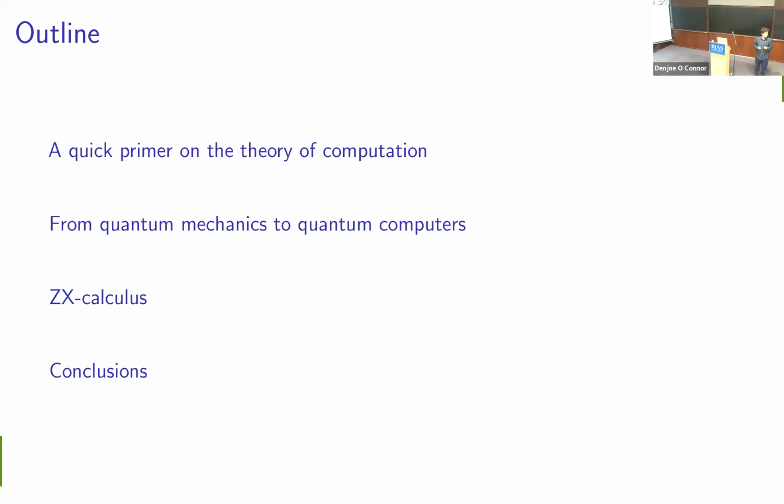For an outline of the rest of the talk, I'm first going to give you a quick primer on some of the theory of computer science that is relevant, because as I've already mentioned, quantum computing is really at the intersection of these two fields. Then I'll talk about how we get from quantum mechanics to quantum computers, and tell you a little bit about what people are thinking about in quantum computing at the moment and where we've got up to. Then the third section, the ZX calculus, is really about my own personal research, and I'll try and keep that reasonably short. And then we've got the conclusions.